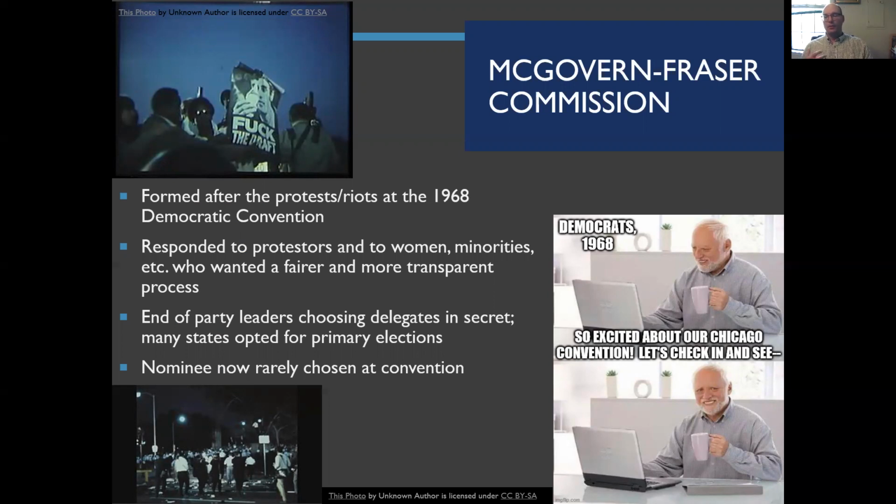So the simplest way to fix that was to switch to a primary system, right? Rather than things being decided at the convention, even somewhat in private by party leaders, in a way that people don't fully know about or understand why this decision was made or have any input or influence over it. They had primary elections already, but they were treated as more advisory. It's like, okay, here's what the voters think.